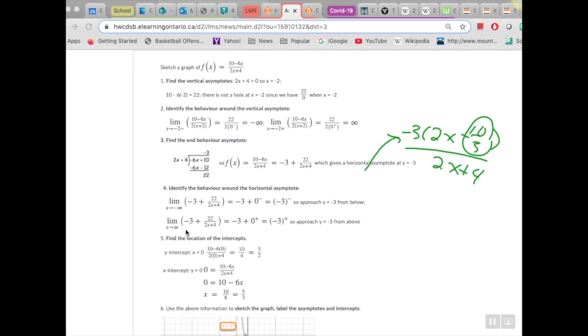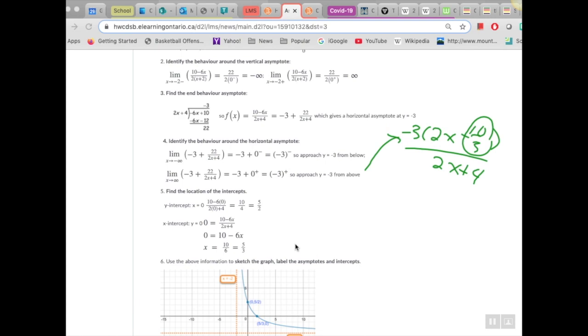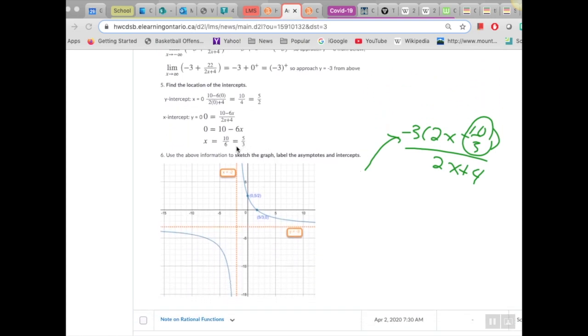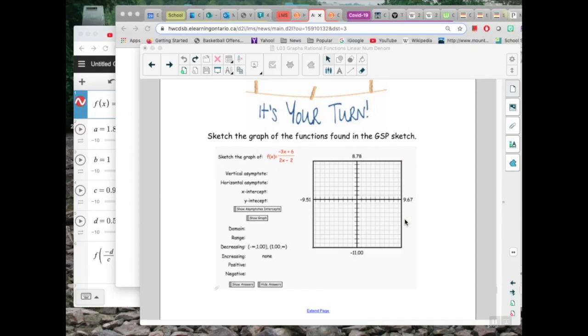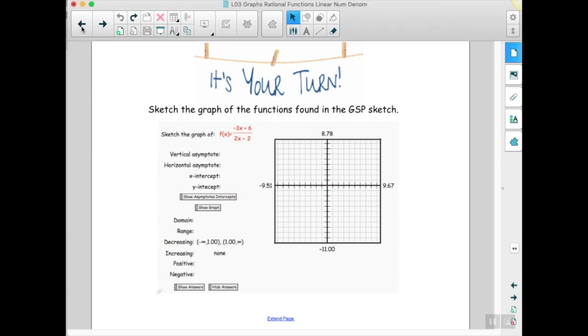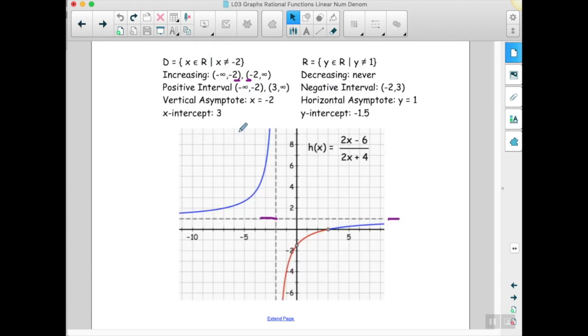Here I'm heading toward positive infinity, plugging that in. All of this is going to become positive, so it's close to 0 but positive, so I'm approaching -3 from above. Find the location of the y-intercept, the x-intercept, and then use all of that information to sketch the curve. The only thing I didn't do was I didn't answer all of those questions there. One last thing to show you.